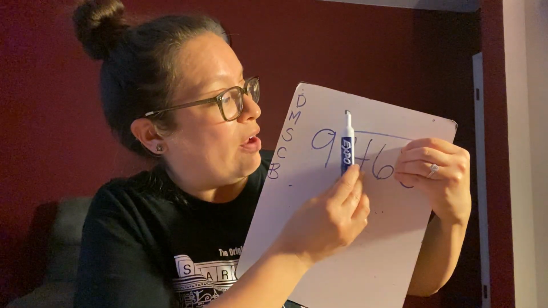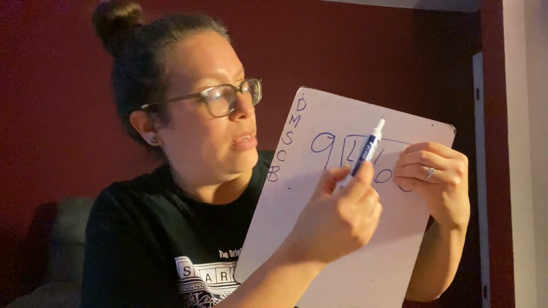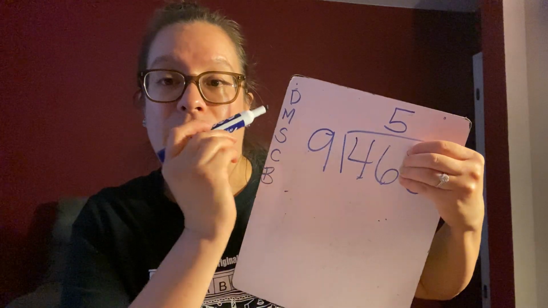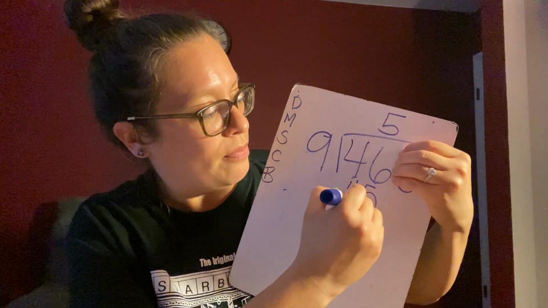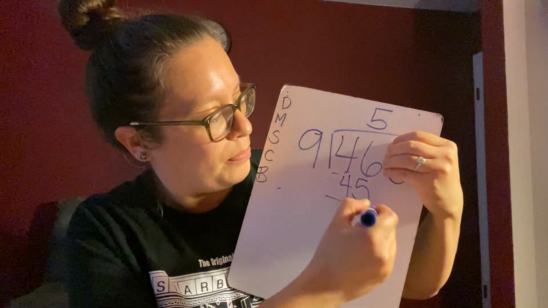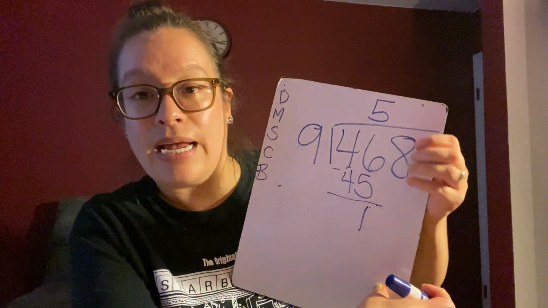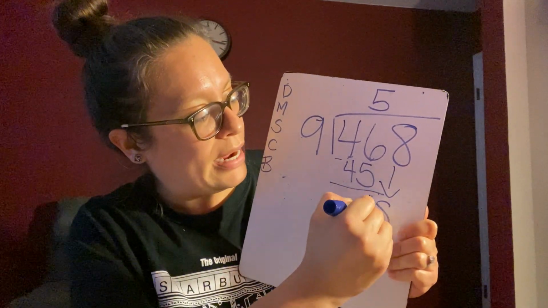So where do I put my 5? Do I put my 5 up here or do I put my 5 above the 6? Right, above the 6. Good job. Put my 5 up there. All right, now I multiply. 9 times 5 is 45. Subtract. 6 minus 5 is 1. Check my work. Can I bring anything down? Yes, I can. I bring down my 8.